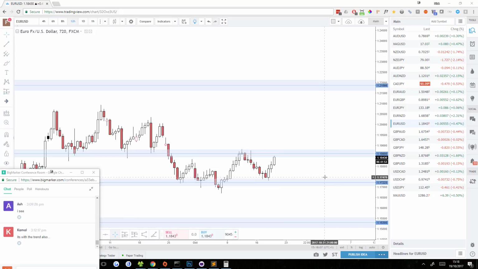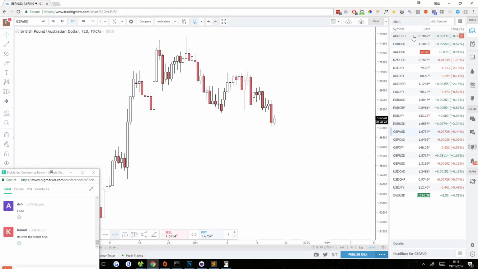Let's see if it stalls up here at the 118.60. That might give us a nice potential short opportunity in the coming days. So I'm just going to keep a very close eye on that and see how it plays out.